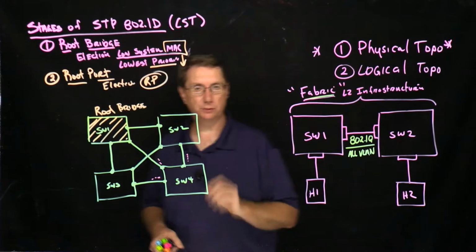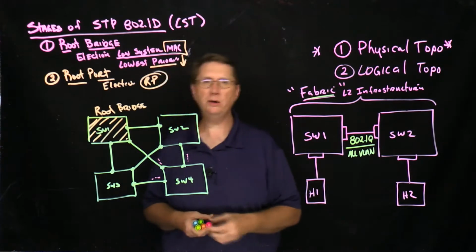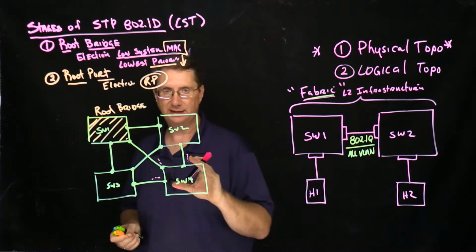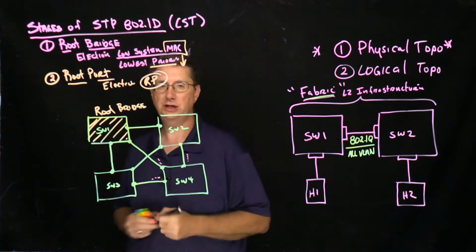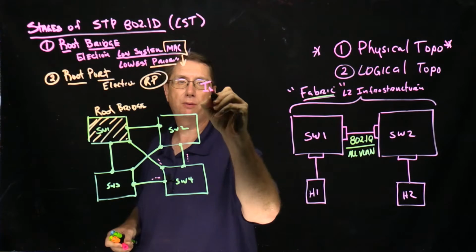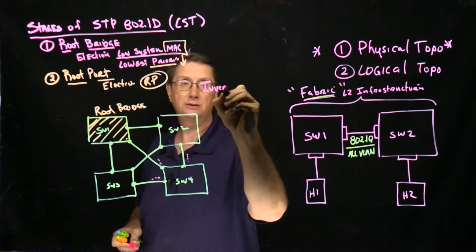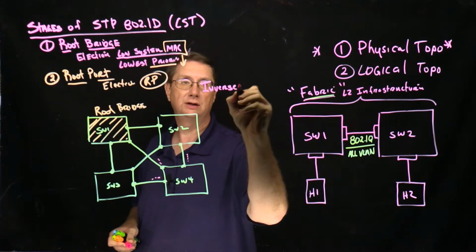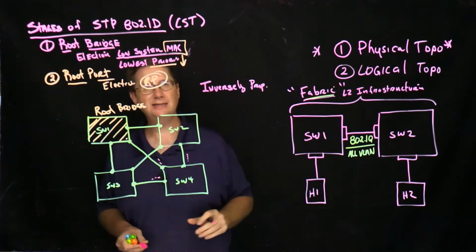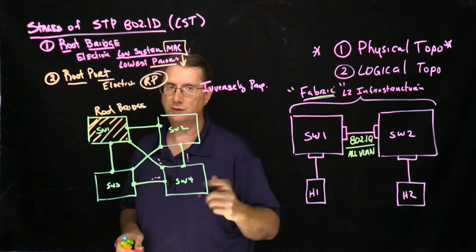Okay, it's time to look at the root port election. Now, what you have to understand is there's going to be a numeric value assigned to every interface in this topology. And what you're going to find is that numeric value is going to be inversely proportionate to the speed. Now what that means is that the faster the speed, the lower the number.